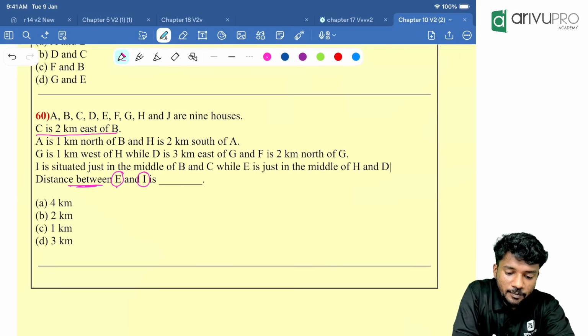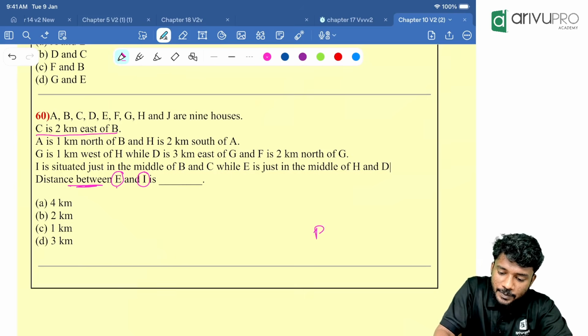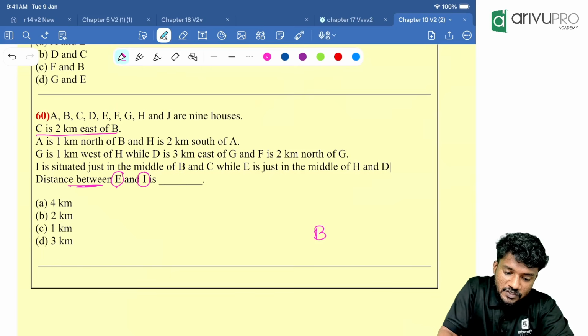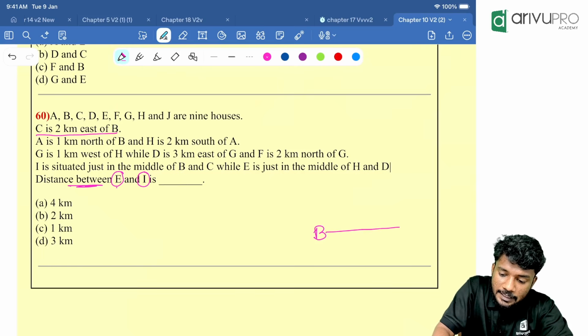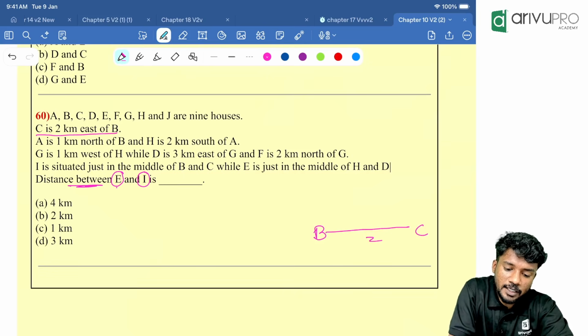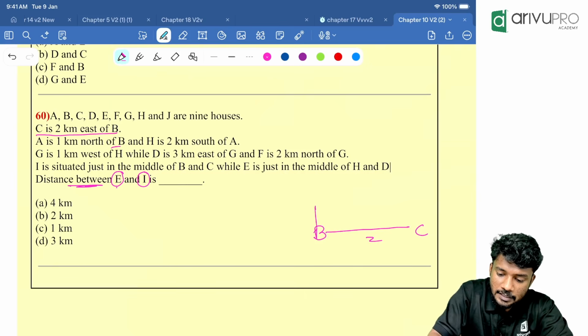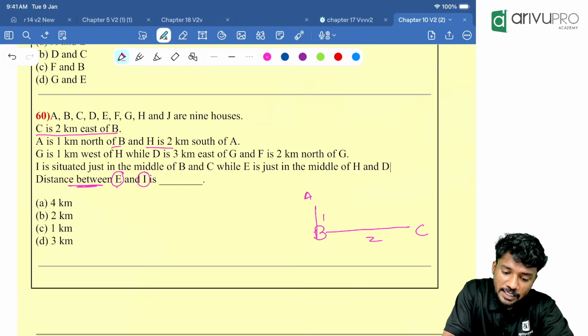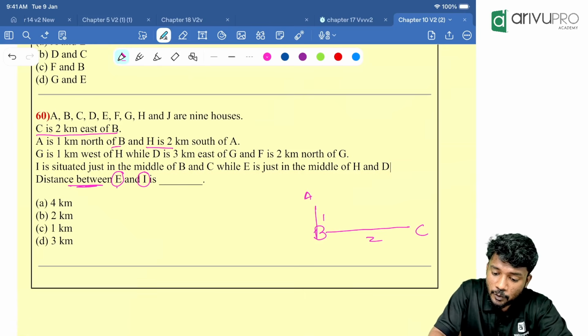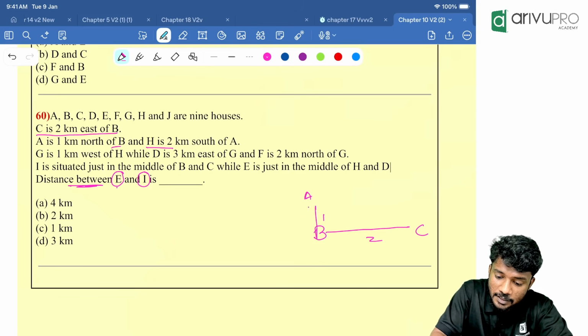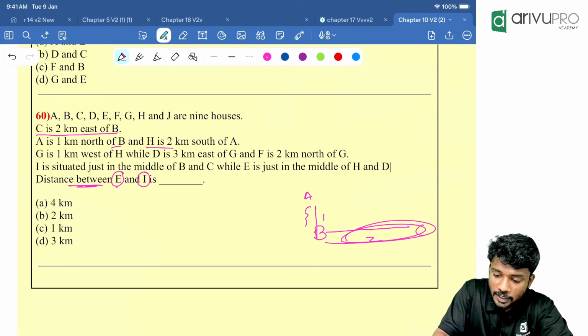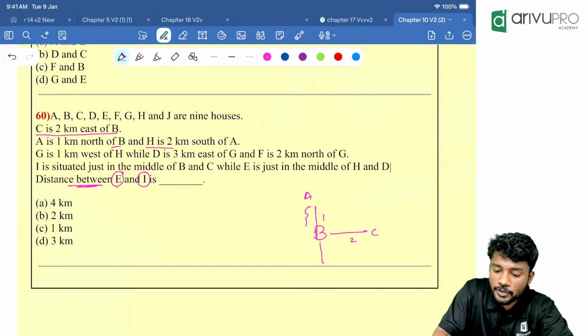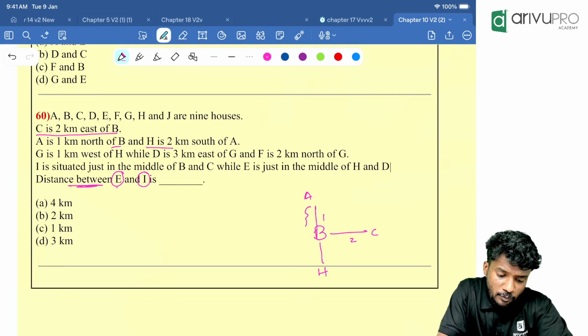C is 2 km east of B. If B is here, C is 2 km east of B. Okay, how many kilometers? 2 km. A is 1 km north of B, and H is 2 km south of A. 2 km south of A means 1 km is already covered. Okay, 1 km is already covered. Then one more kilometer he should put. That is H.